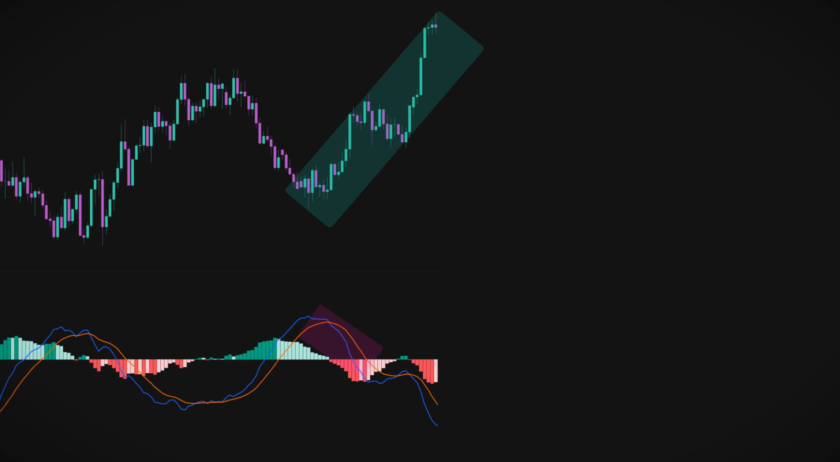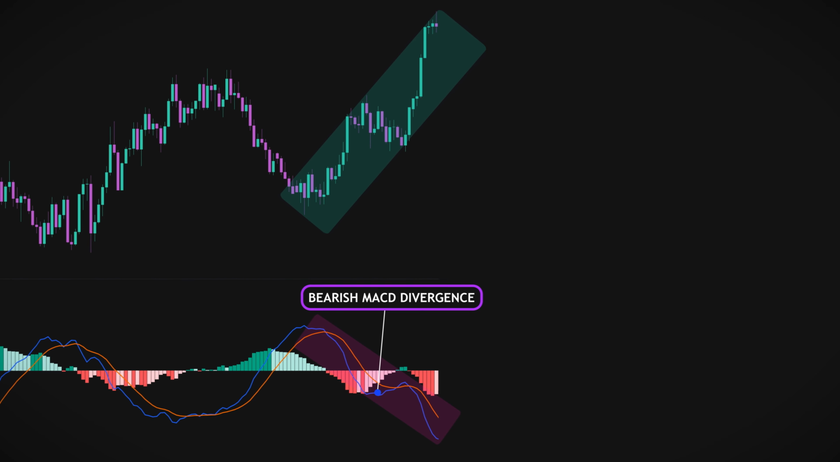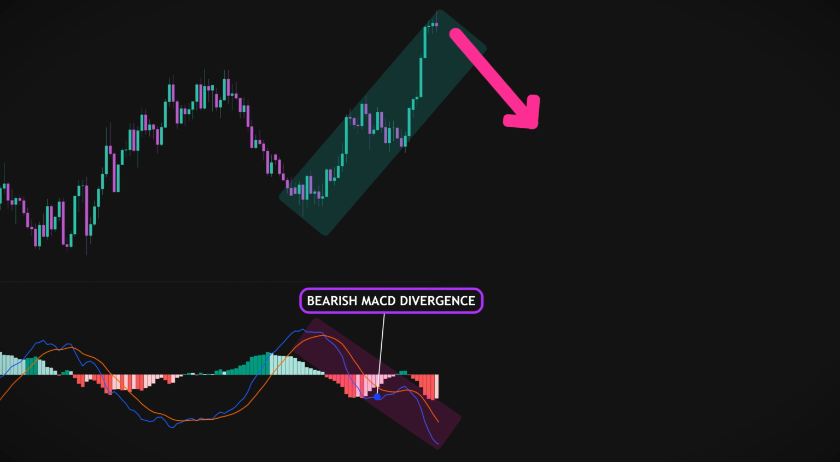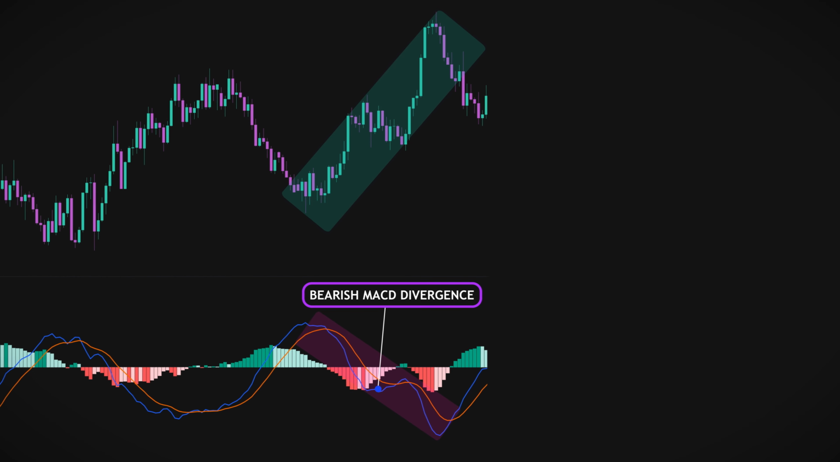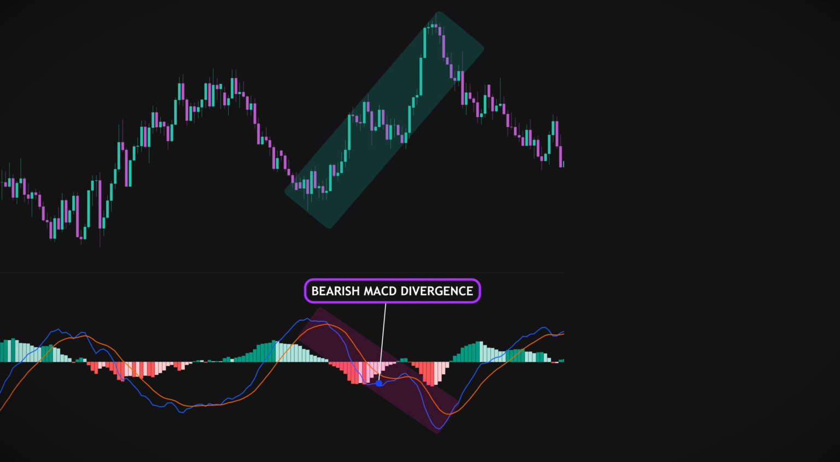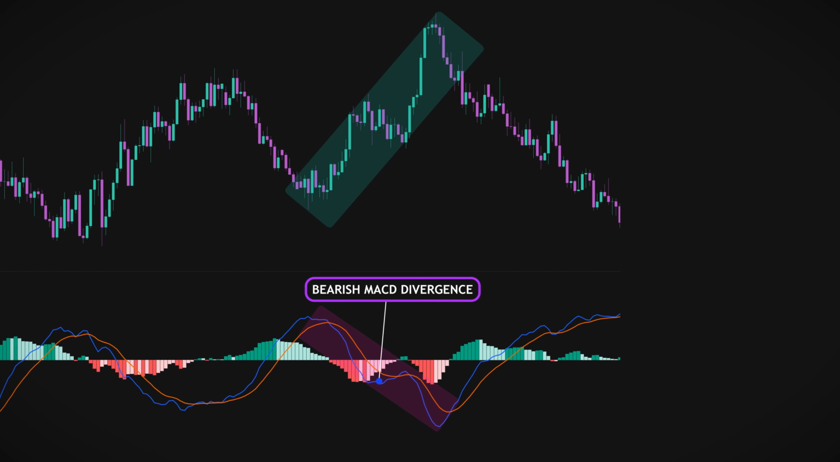On the other hand, if the price is rising but the MACD begins to fall, this indicates bearish MACD divergence, suggesting a possible price drop. When trading with MACD divergence, it's essential to combine this strategy with other analysis methods to confirm the signals before making any trading decisions. This multifaceted approach helps increase the accuracy of your trades.